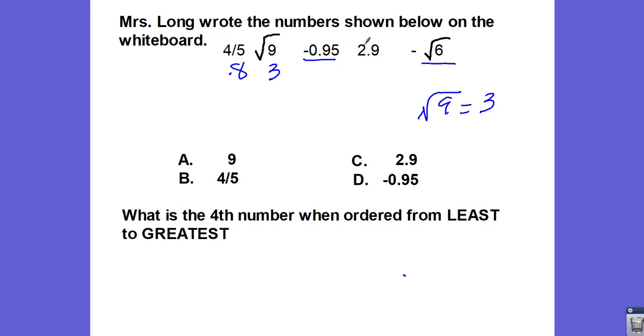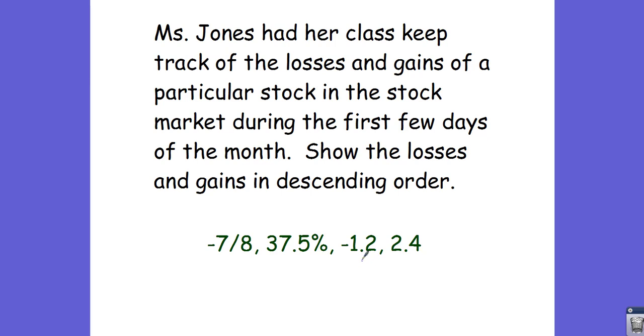Now, is this one 4 or this one 4? This one right here is going to be the 4th one. So C is actually going to be the answer. So when we deal with square roots, they're great, using that on the calculator.